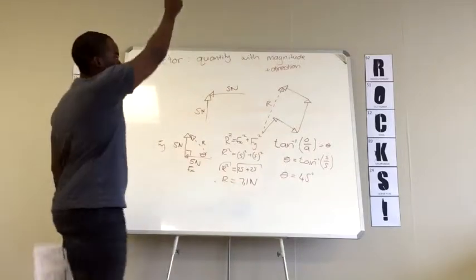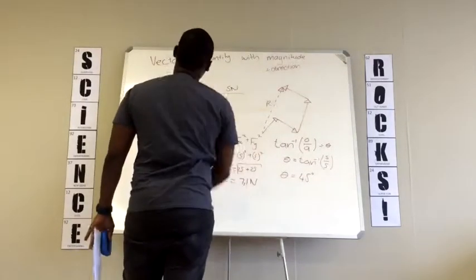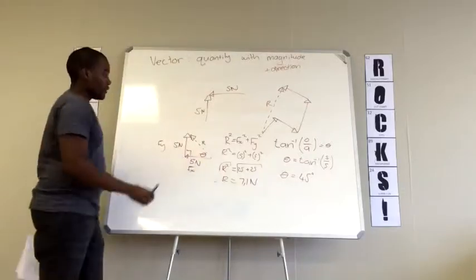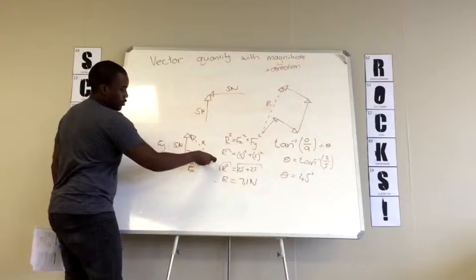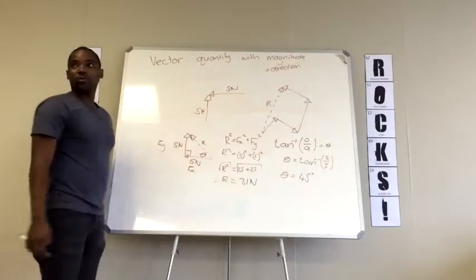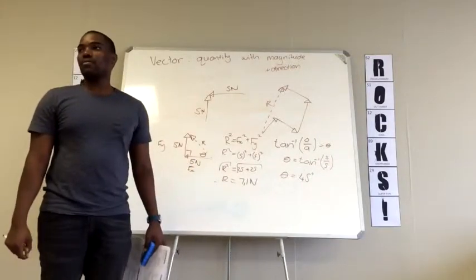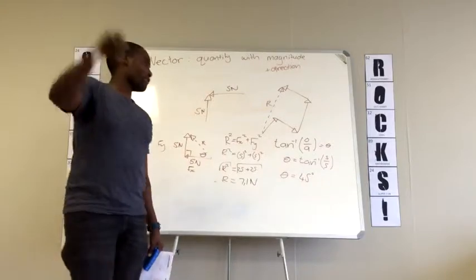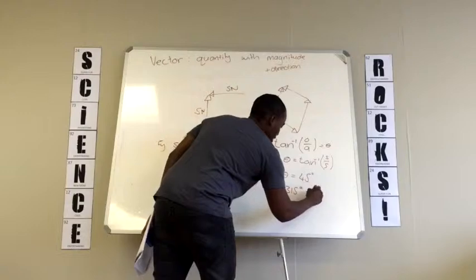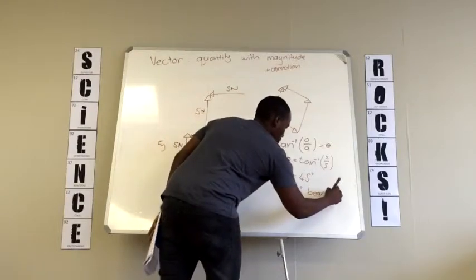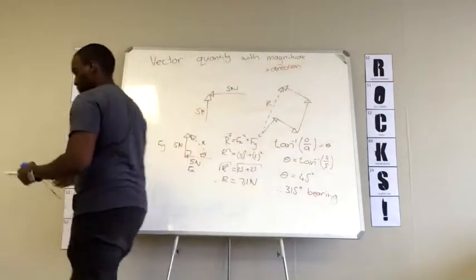I personally like using bearings. So you know bearings, you start at your north and you go clockwise all the way around until you find the actual angle. So if I use a bearing, it'll be 0, 90, 180, 270, plus 45, which will give us 315 degrees. Well done. So then we can say 315 degrees bearing. Is that easy enough? Yep.